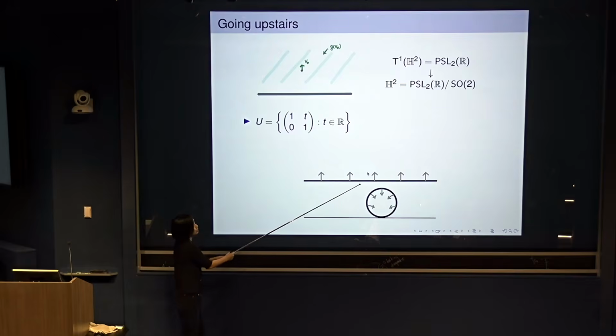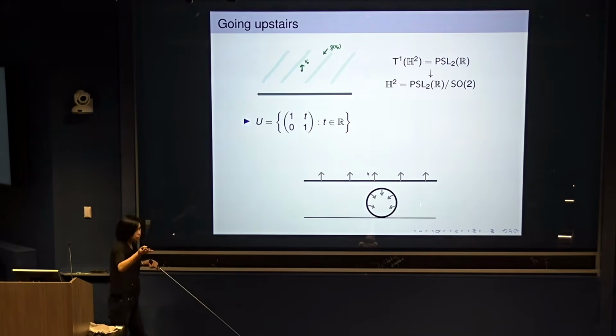For instance, if you consider this unit normal vector here, because this is a tangent vector, this vector is an element of PSL2R. If I look at the orbit of this vector under U, then I get all the upward normal vectors on this Euclidean line. So I recover the Euclidean line here. And if I look at this tangent vector, then its U orbit will give me all the inward normal vectors lying on this horocycle. Okay? So the U orbit traces out exactly my Euclidean lines.